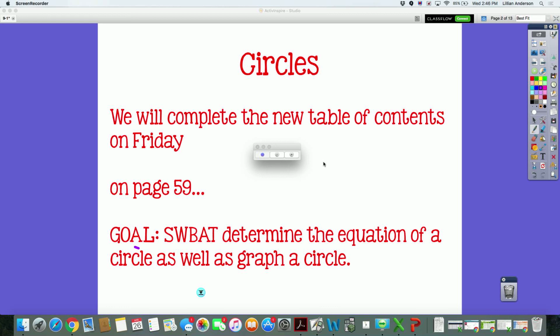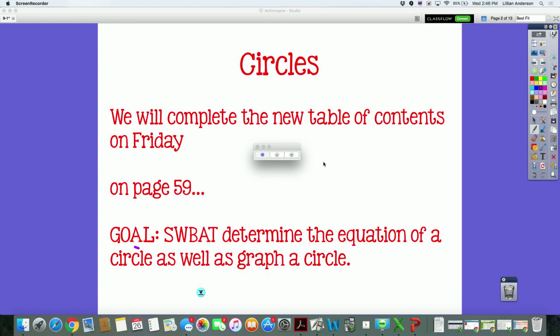You are going to be folding your foldable, and I'll tell you how to fold it in just a second. Right there. So on page 59, you guys are going to label that circles, and you're going to make sure you get down the goal, which is to determine the equation of a circle as well as graph it. Okay?